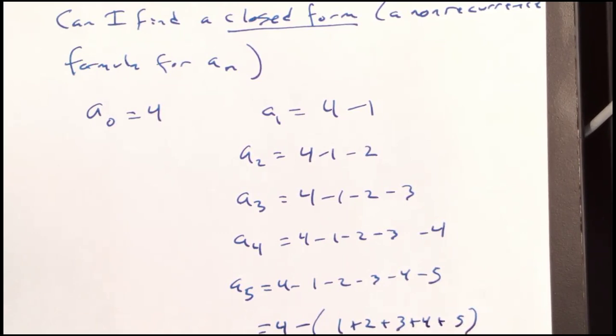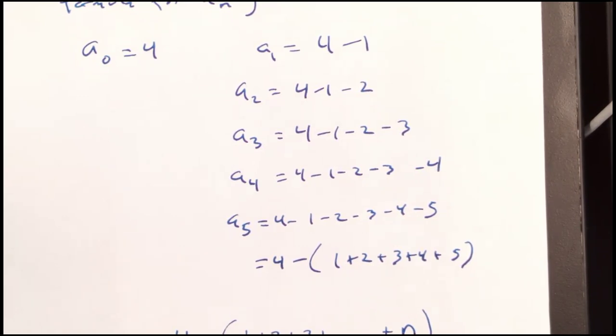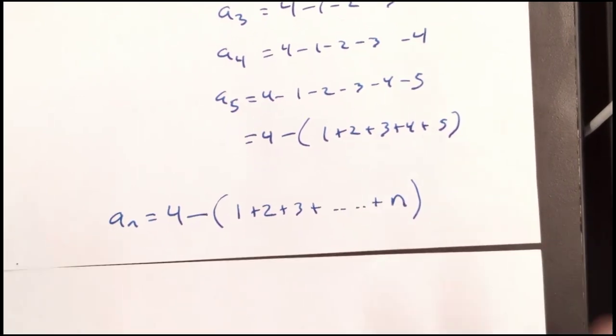What's AN? Oh, AN is 4 minus 1 plus 2 plus 3 plus all the way to n. There's a closed form, not a recurrent form. I don't have to know A99 to get A100 anymore. It would be even nicer if I knew a quicker way to do that addition. I don't. Yet.